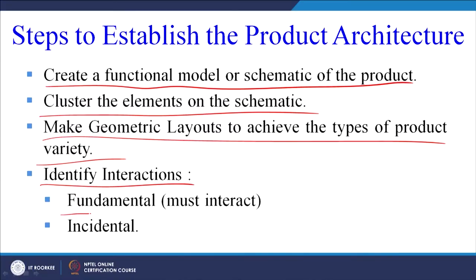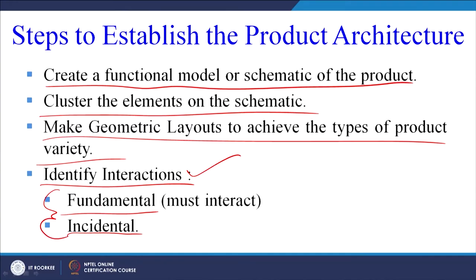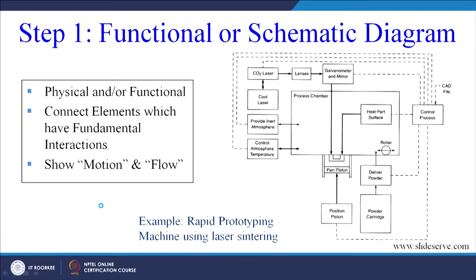Then identify the interactions, because each and every chunk is interacting with each other. So when we identify the interactions, there will be fundamental ones, which must interact. Then there will be incidental ones, which may happen from time to time, which may not be fundamental, may not be necessary, but maybe during the use of the product sometimes this type of interaction between the different chunks may take place. So the interactions we can classify broadly into two categories: fundamental interactions and incidental interactions. Now this is one example.